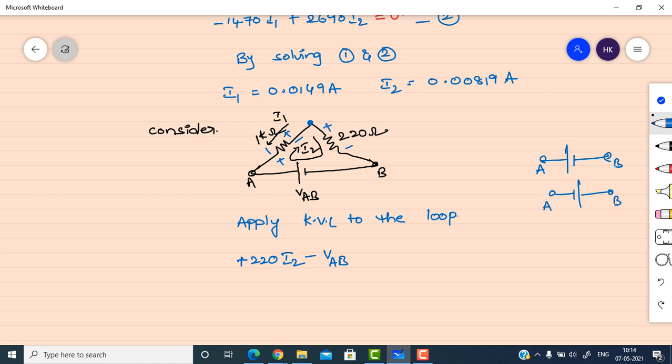Why not this? So at A terminal if you are taking minus and at B terminal if you are taking plus, this is VBA, not VAB. VAB means A is the positive terminal, B is the negative terminal. You got it?